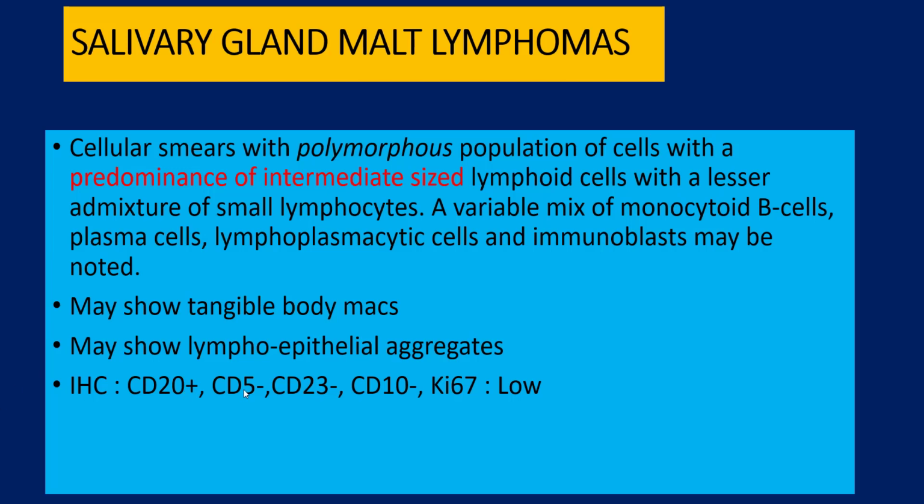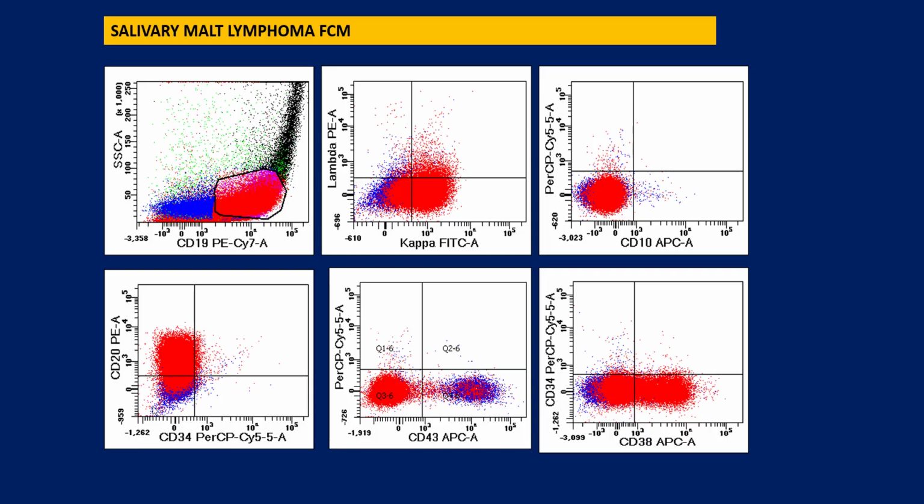So CD20 positive, right? CD5 negative, CD23 negative, CD10 negative, Ki67 is low. So the consistent marker is CD20. There is no clinching marker to make a diagnosis of a salivary gland MALT lymphoma, unless, of course, you go ahead and run the aspirate flow cytometry, which is an extremely important diagnostic modality. And in this case, this has got a restriction of the kappa light chain, so that really makes it easy for you to put forward the diagnosis of a marginal zone lymphoma.